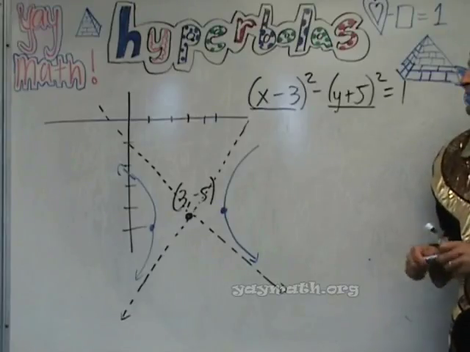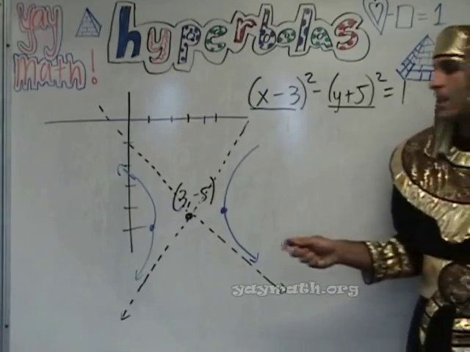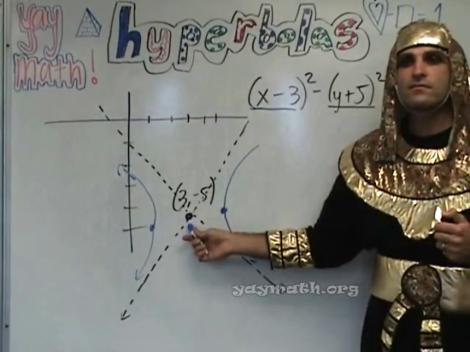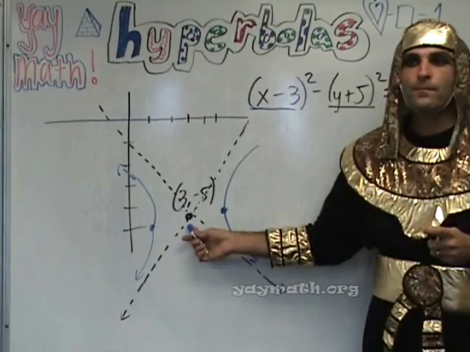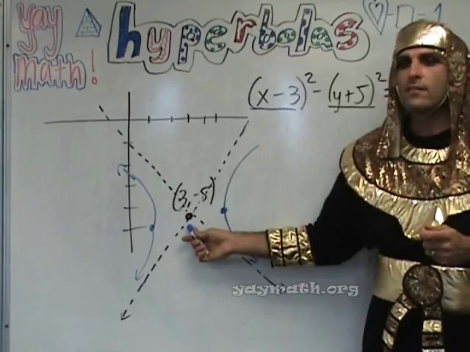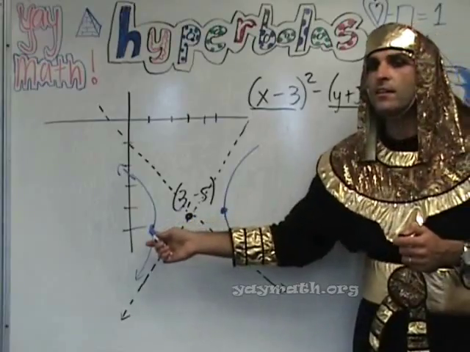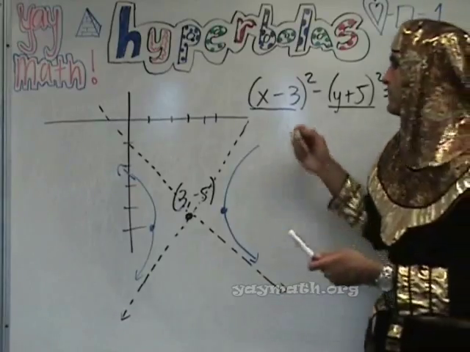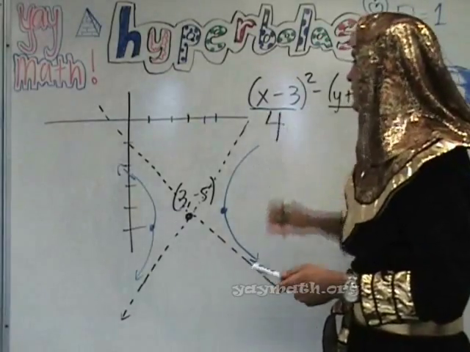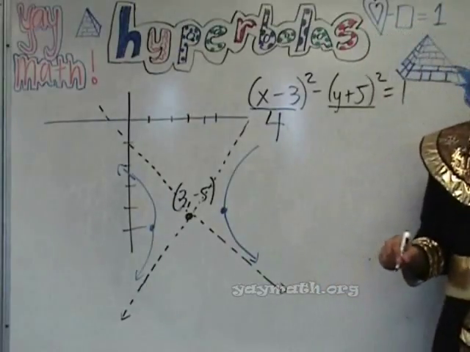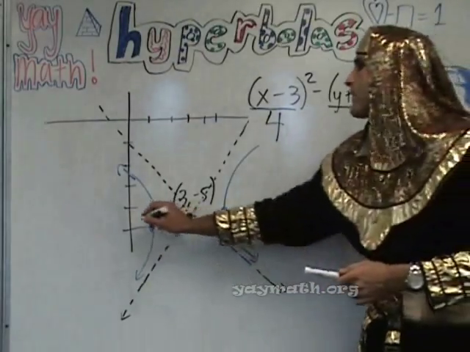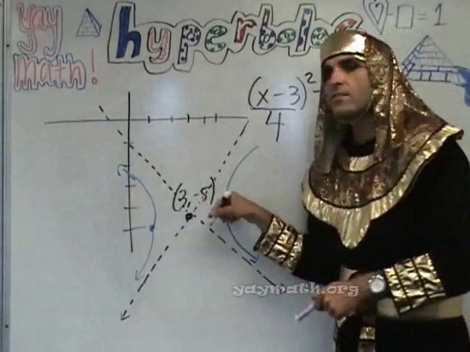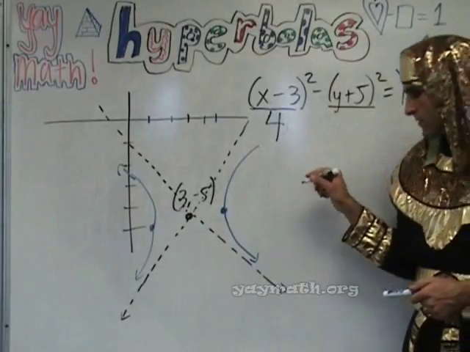Alright, so check it out. How far did we go to the vertices from here? 2 each direction, right? So if we went 2 here and 2 here, so 4. So 4 is under x or y? X, very good, because it's the transverse. Transverse is the one where the action is, you know. It may actually be smaller than the conjugate axis.